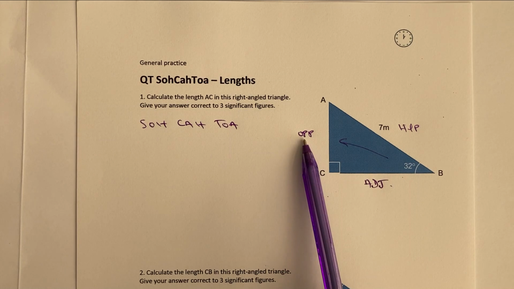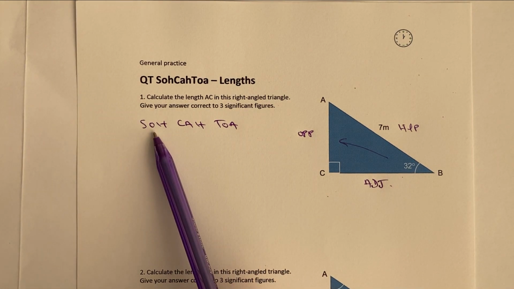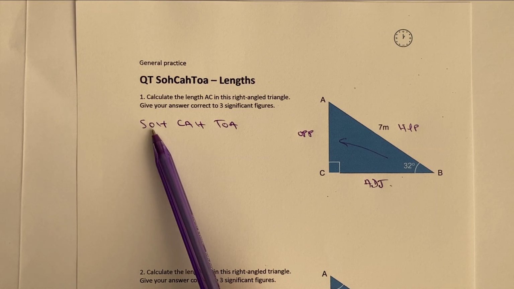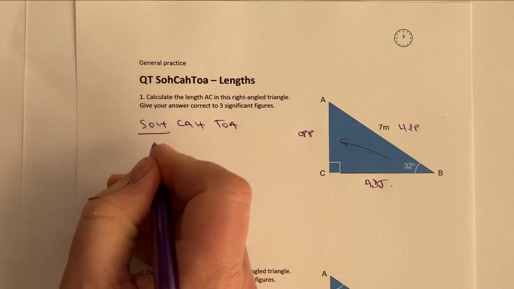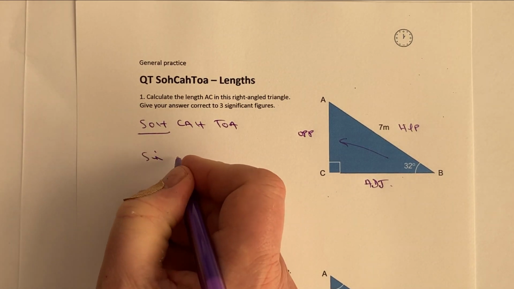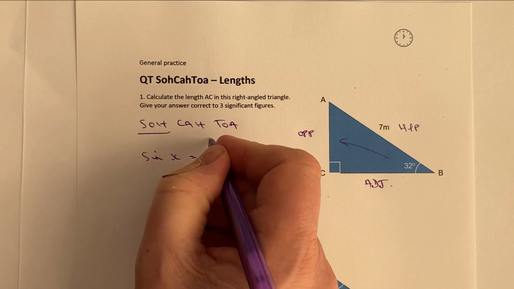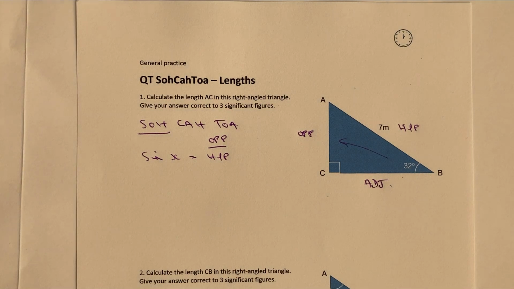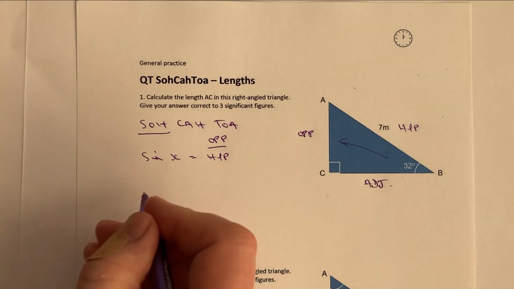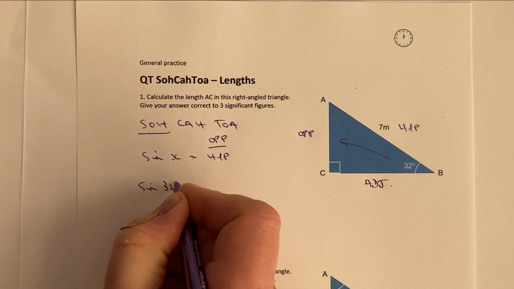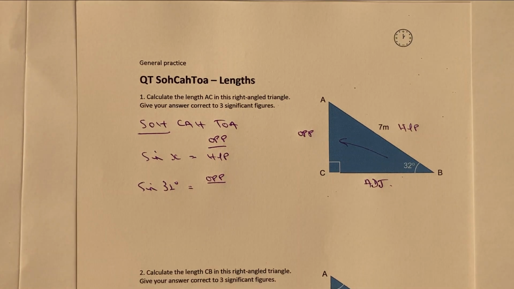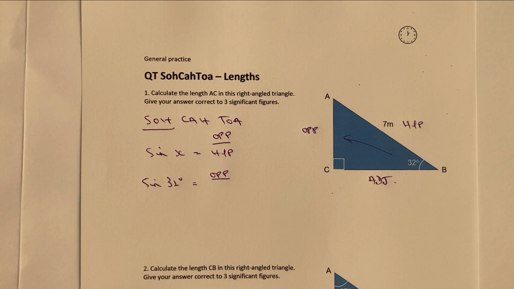Now, I'm actually looking for the opposite, so I'm going to use this one because I know the sine of the angle, I know the hypotenuse, and I need to work out the opposite. So this is the one I'm going to use. I'm going to write this as sine x equals opposite divided by hypotenuse. And then it's really just a case of putting in the correct numbers. So I know it's the sine of 32 degrees. And the opposite is the length I'm looking for, which is the length AC. Okay, and then the hypotenuse in this particular case is going to be 7.